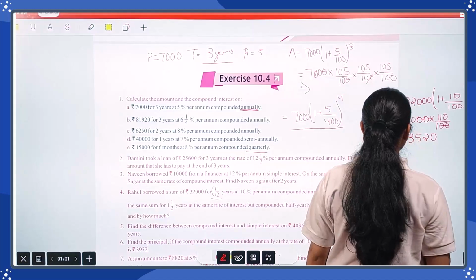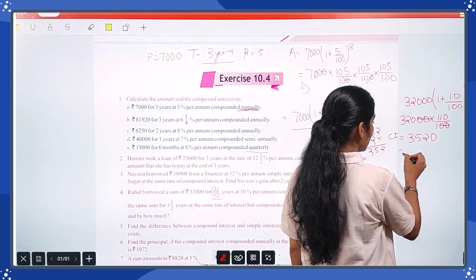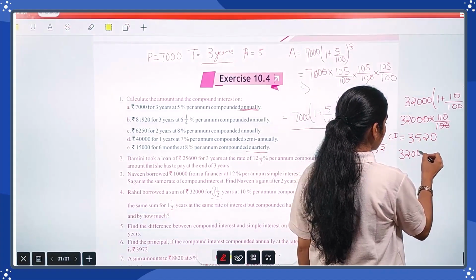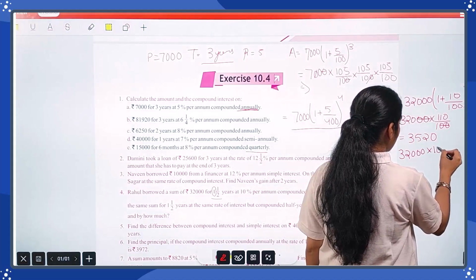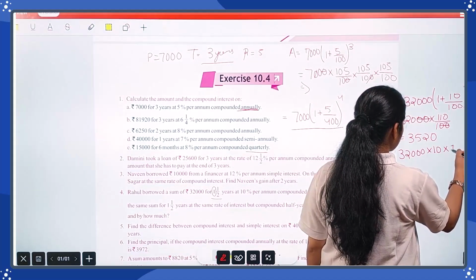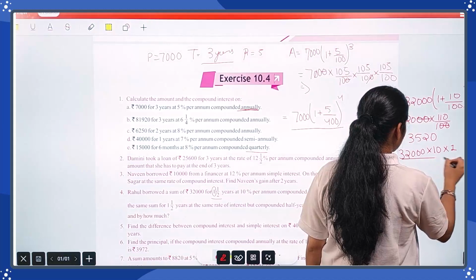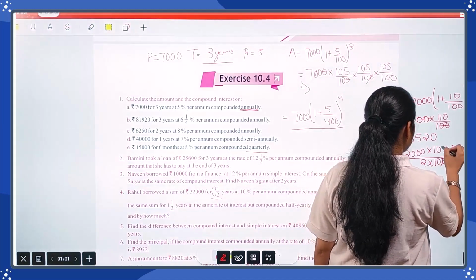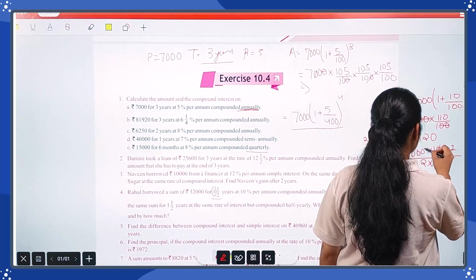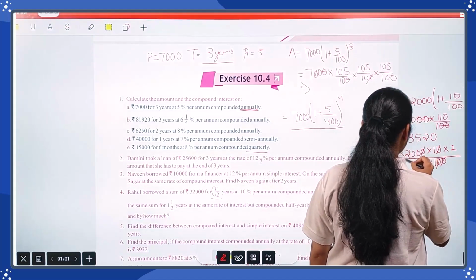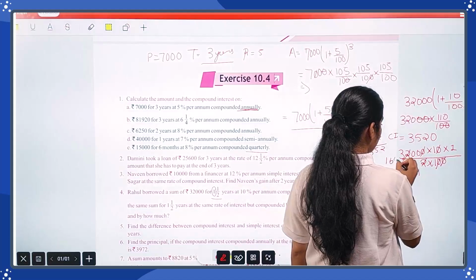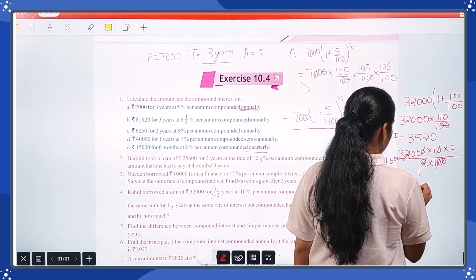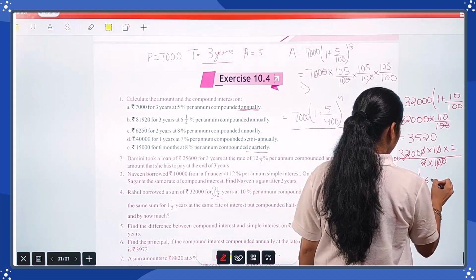Now you have to find out for the half year, which is P 32,000, R which is 10, and T which is 1 by 2. So 2 multiplied by 100. 10 is cancelled out with 10, and 10 is cancelled out with 10. Here we have 16 and 100. So the simple interest is 1,600.